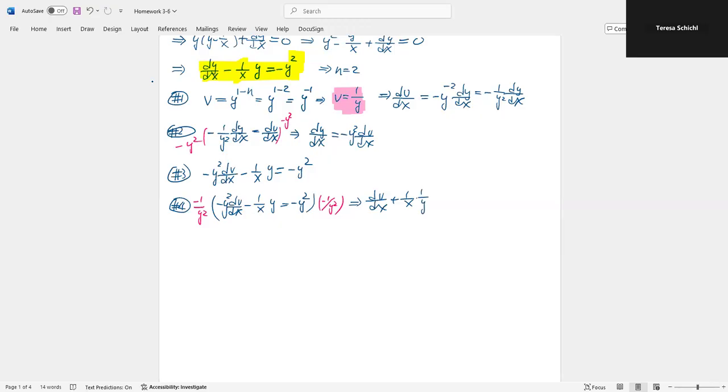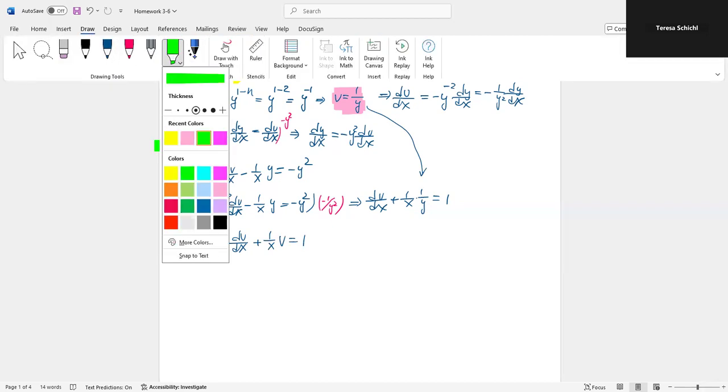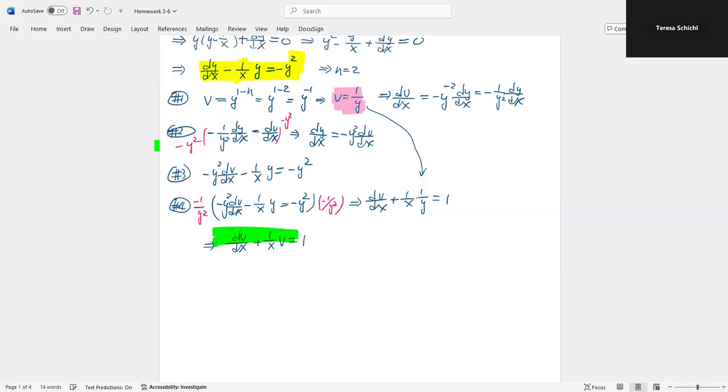All right, then here is going to give me the positive 1. So remember I highlighted in this pink 1 over y is equal to v. So finally we have this one, dv/dx plus 1 over x times v equal to 1. I'm going to highlight this one because later I need to substitute back to this one again, so I know which equation here. All right, so this is the equation.